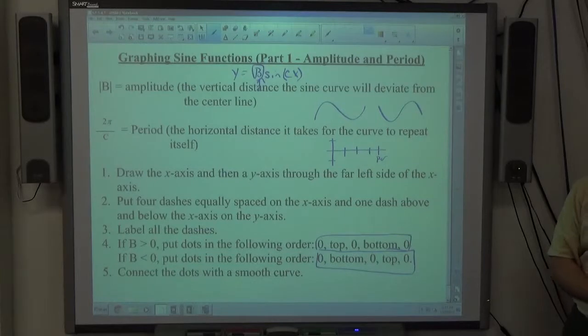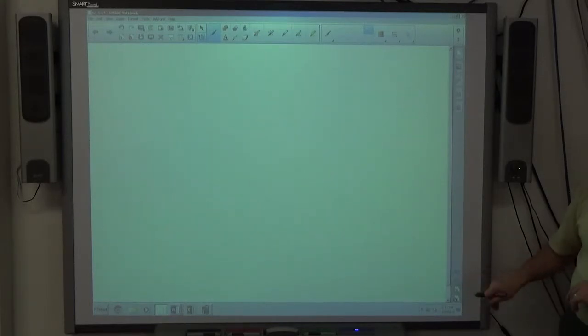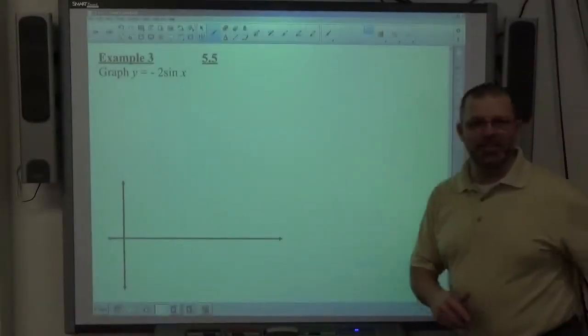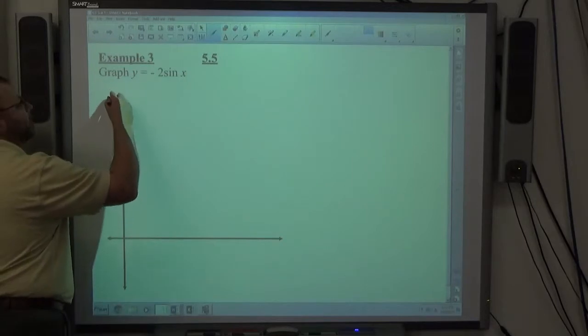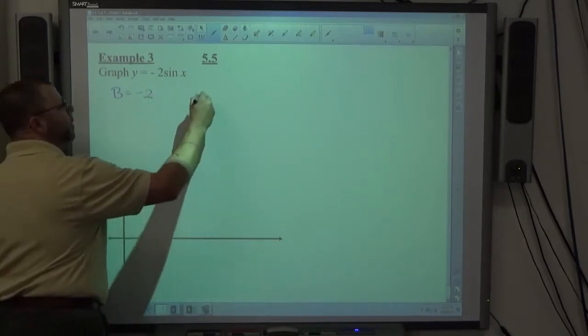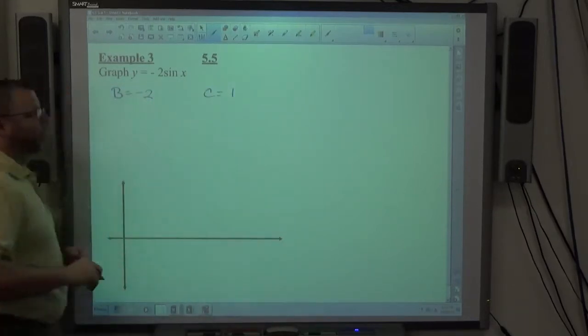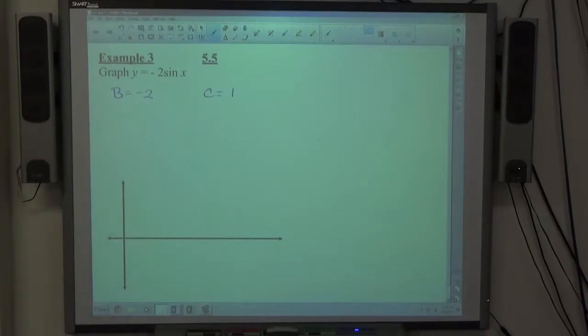So, let's try it out. Here we go. Y equals -2 sine x. So what I see right off the bat is that B's value is equal to -2, C's value is equal to +1. Always start off there, identify the values of B and C, because that'll help us establish the things we need to find for the sake of graphing this sine function.